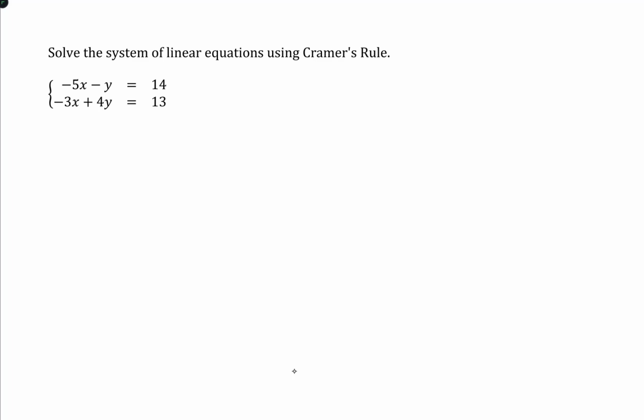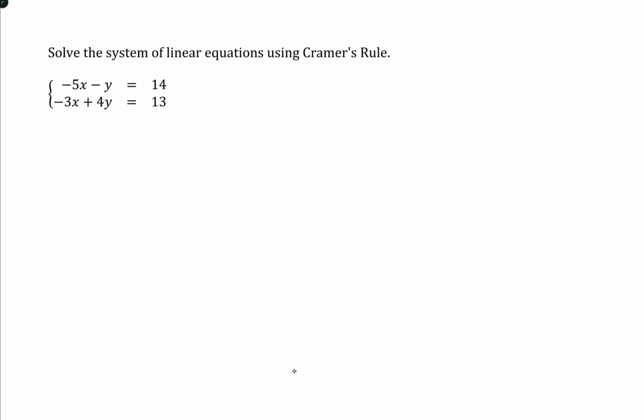Solve the system of linear equations using Cramer's rule. So Cramer's rule is yet another method of determining the solution to a system of equations. What's interesting about Cramer's rule is it doesn't require you to do any sort of interchanging of variables, multiplying equations by values, or adding equations together. It solely depends upon the coefficients of the system and calculating determinants. All right, let's try it out.